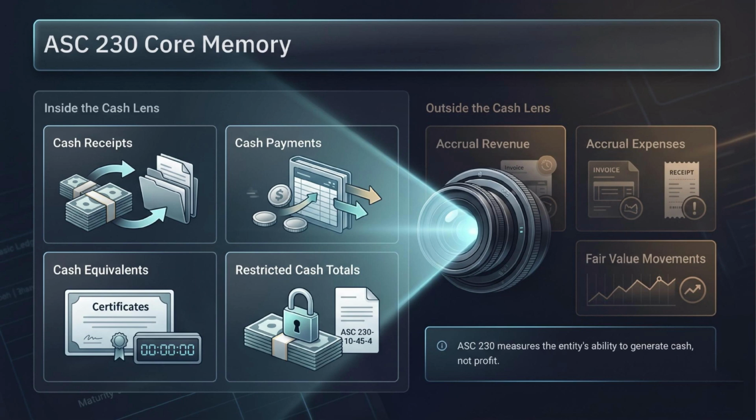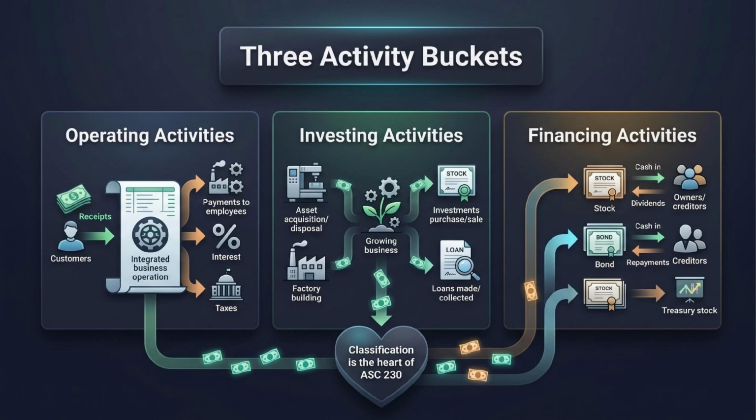This is the first and most important filter. If cash did not move, do not force the item into the statement body. Cash flow reporting is not asking, was the transaction important? It is asking, did cash actually move? Different question, different answer.